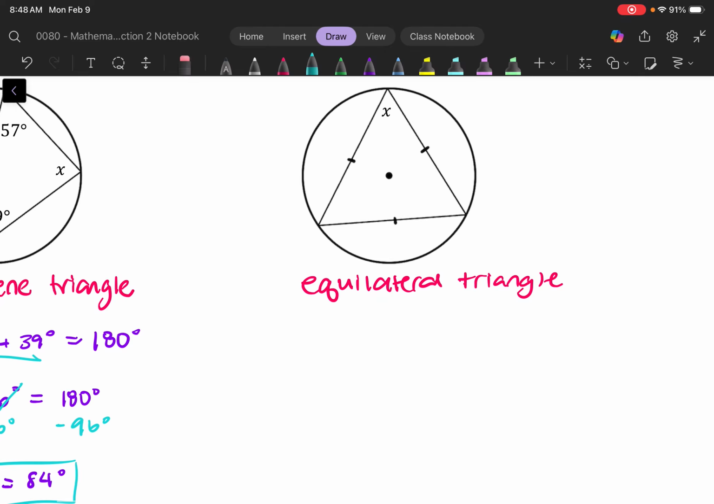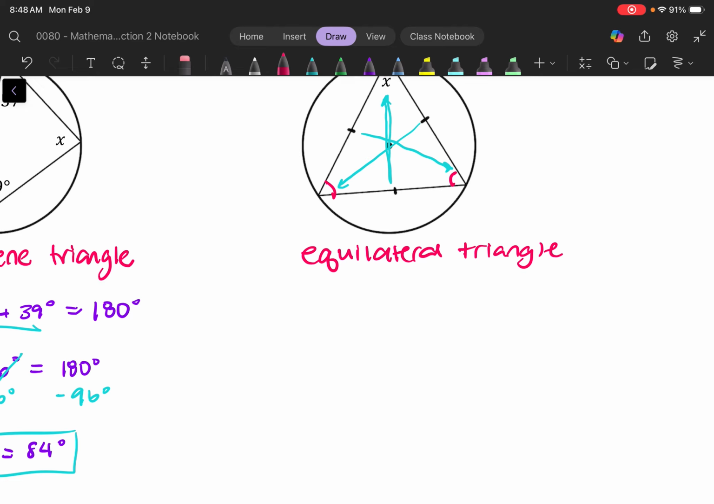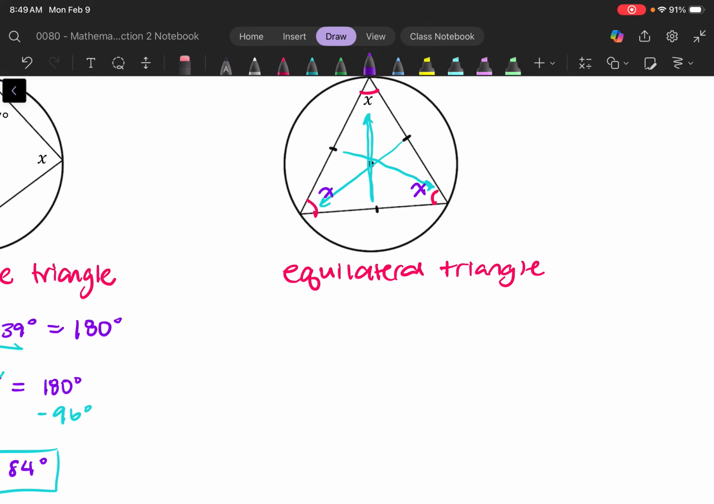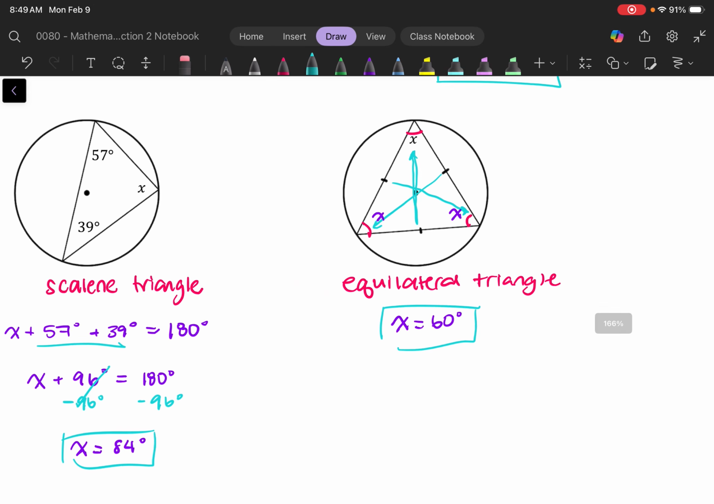Last but not least, I have an equilateral triangle. I could see that because I have all 3 congruent sides, which means all of my angles across from those congruent sides will be equal to each other. They'll be congruent. Now I can do the math and say x plus x plus x is equal to 180 degrees and solve for x. But if I identify it as an equilateral triangle, I do not have to show my work to know that x is 60 degrees. Because as we spoke about at the very beginning, an equilateral triangle will always measure 60 degrees for each angle. Okay.